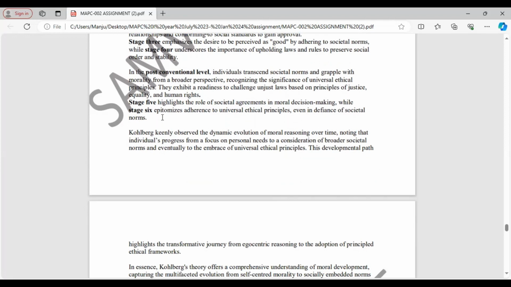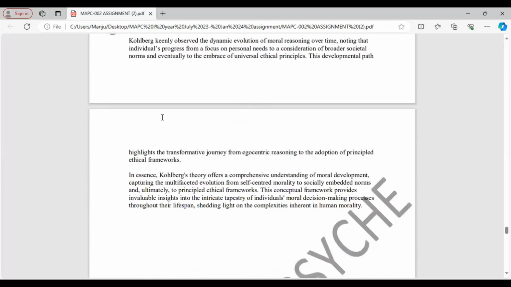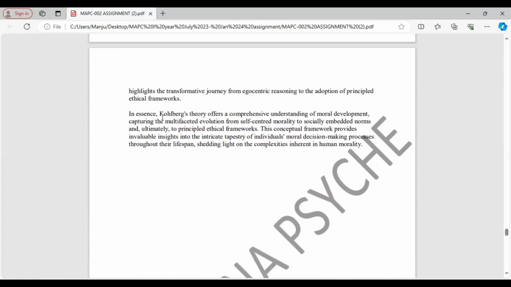Kohlberg keenly observed the dynamic evolution of moral reasoning over time, noting that individuals progress from a focus on personal needs to a consideration of broader societal norms and finally to embrace universal ethical principles. So, this developmental path highlights the transformative journey from egocentric reasoning to adoption of a principled ethical framework. And then we'll conclude the answer.